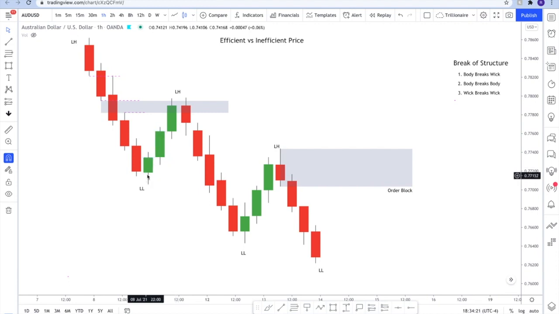Even though this is a mock-up example, this is exactly what happens in the marketplace. Now on part 1, I back-tested breaks of structure with you all. I want you all to back-test efficient versus inefficient pricing on your charts, and let me know if you guys have any questions.